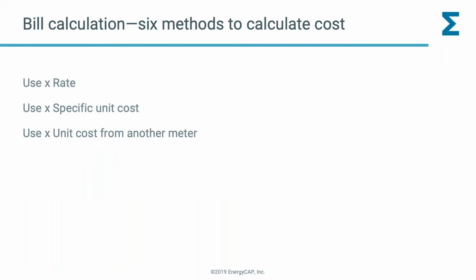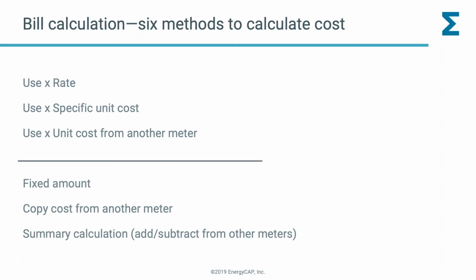As I mentioned before, calculating cost in a bill calculation is a separate calculation from use. If you want, you can have your use be part of your cost calculation. In particular, we give you 3 ways to do that. You can take the use that was calculated and apply some rate that you've defined. You can supply a very specific unit cost, or you can have us grab the unit cost off of another meter for the same billing period.